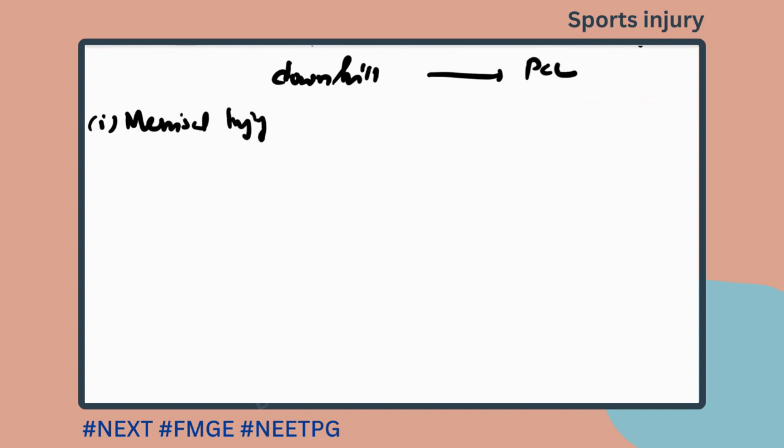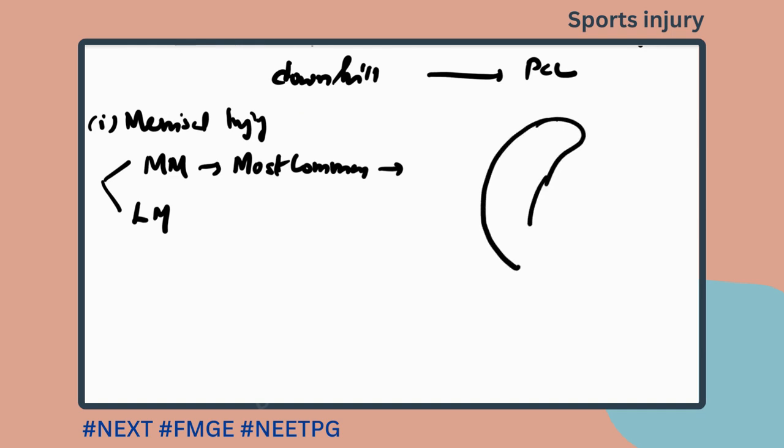Meniscal injury, as we already saw, the medial meniscus is more commonly injured, the most commonly injured when compared to the lateral meniscus. Now, when the medial meniscus is torn, you should know the anatomy of the medial meniscus again.